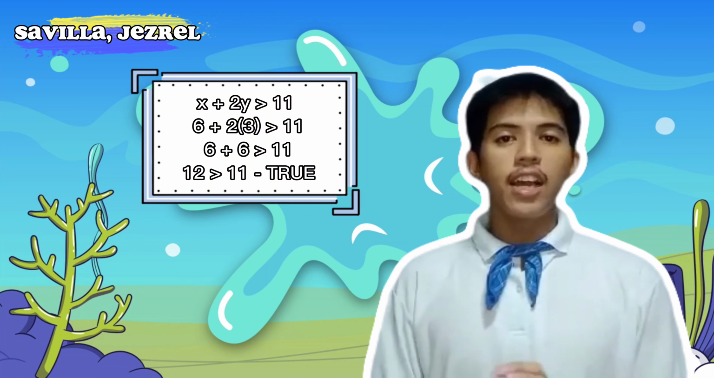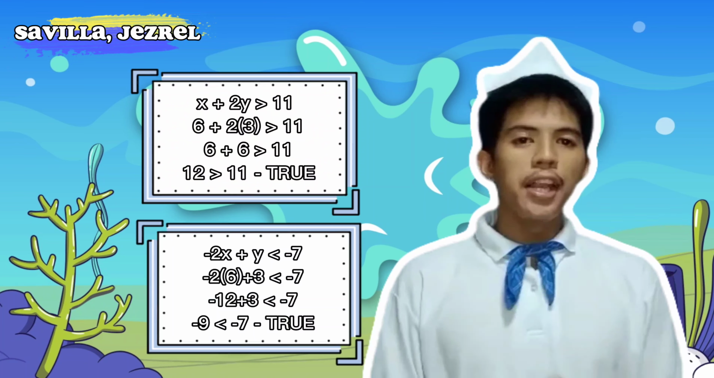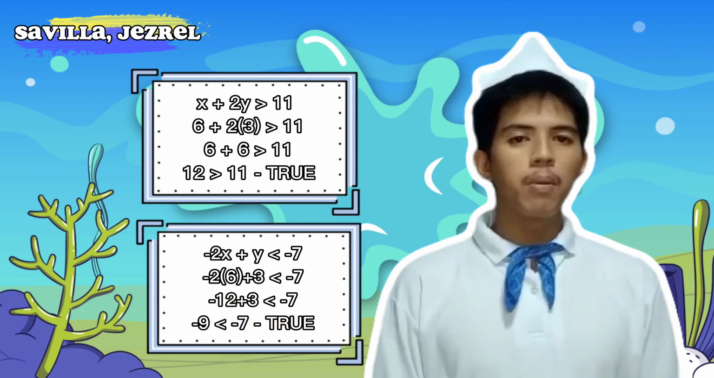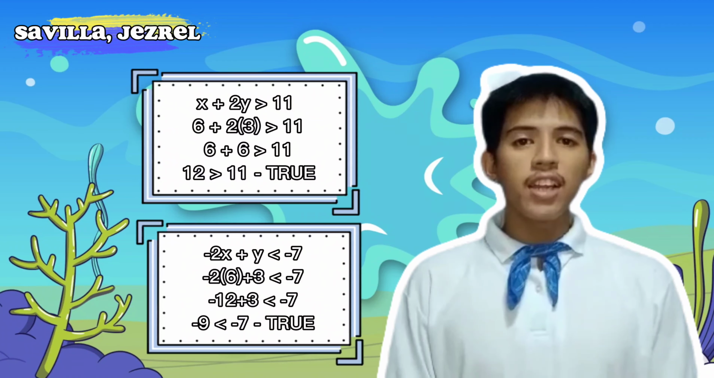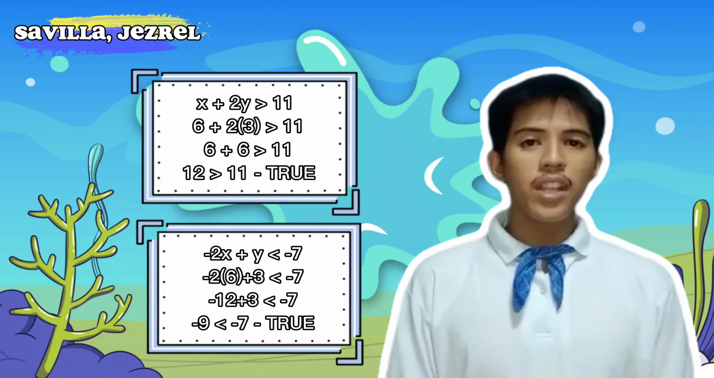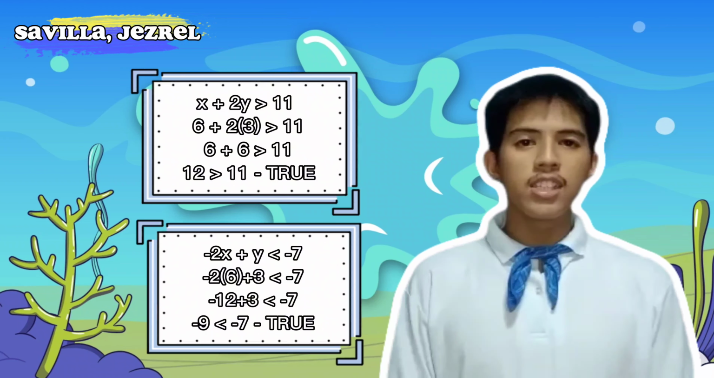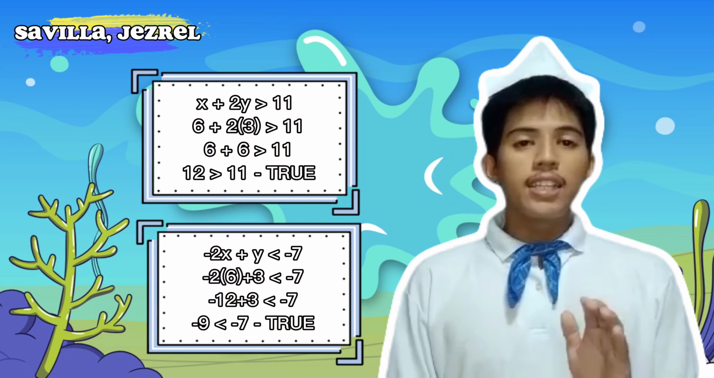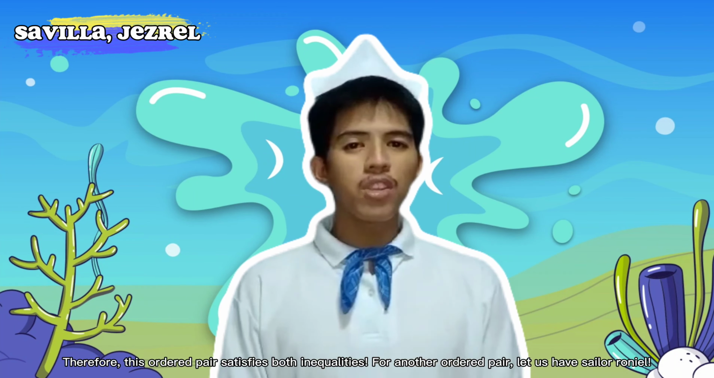To make it more valid, let's try the ordered pair on the other one. We have -2x + y < -7. Replace the variables with 6 and 3. -2 times 6 plus 3 less than -7 will result in -12 + 3 < -7, and it will give us -9 < -7, which is indeed true. Therefore, the ordered pair satisfies both inequalities.